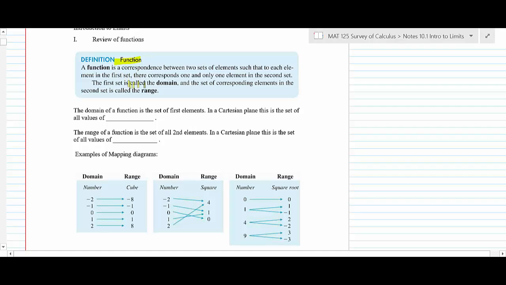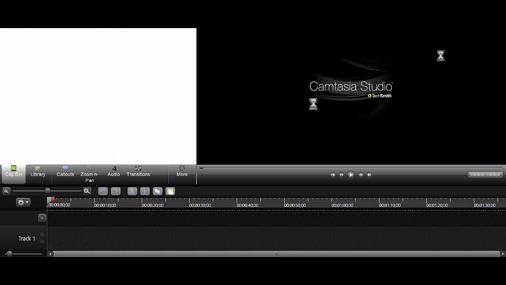So a function basically just means that you have two things. You have the first set that we call the domain. You have a set of x's, which is the domain, and then the corresponding in the second set we call the range. But what it is, every element in the domain has to go to exactly one element in the range. Okay, so it's a special relationship between two things.